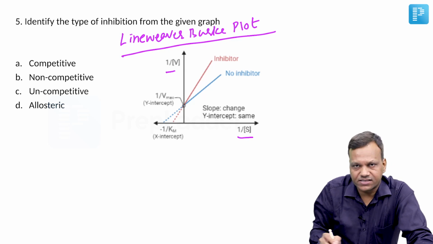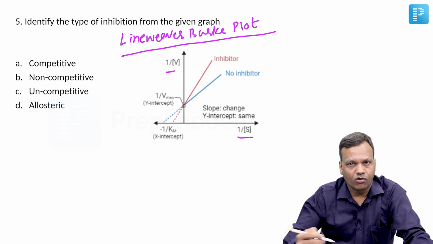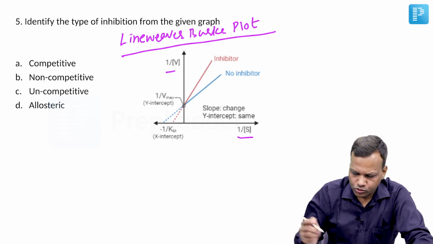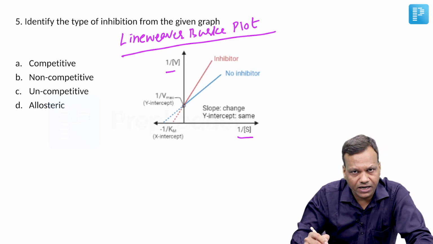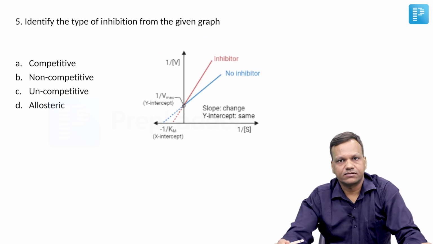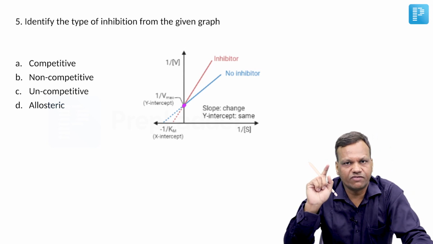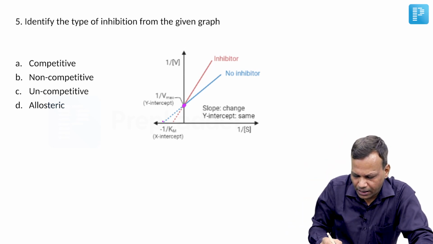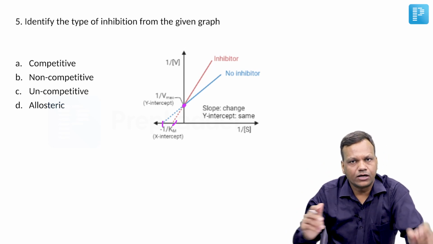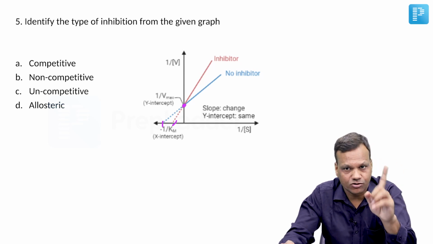If you see substrate concentration, it tells about Km, whereas 1 by V on the y-axis tells about the maximum reaction velocity. So if without inhibitor and with inhibitor, the graph is intersecting on the y-axis, that means Vmax will be the same. If the Vmax is the same, but they are not ending at the same point on the x-axis, that means Km is different. And do you know which type of inhibition only Km changes, Vmax does not change? Yes, that is competitive inhibition.